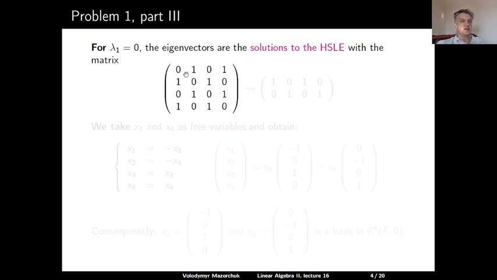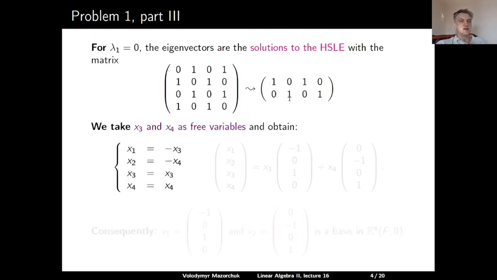In the original matrix, we see that row 1 and row 3 are the same, so we can delete row 1. And also row 2 and row 4 are the same, so we delete row 4. And we end up with the matrix 1, 0, 1, 0, 0, 1, 0, 1. So here we have leading elements in column 1 and 2.